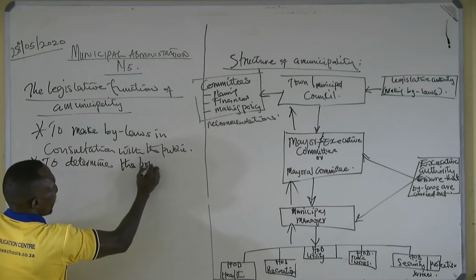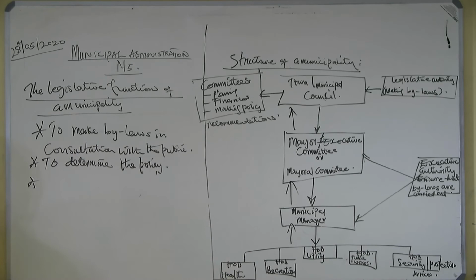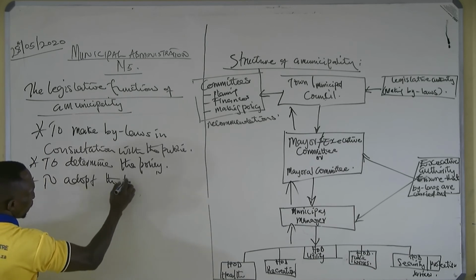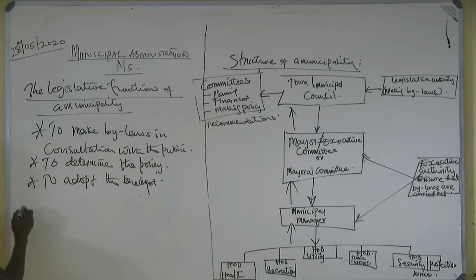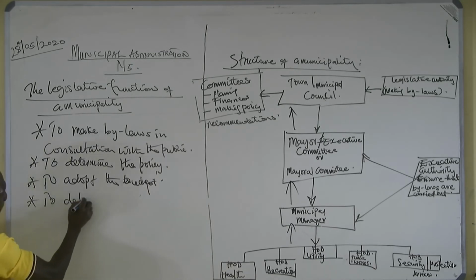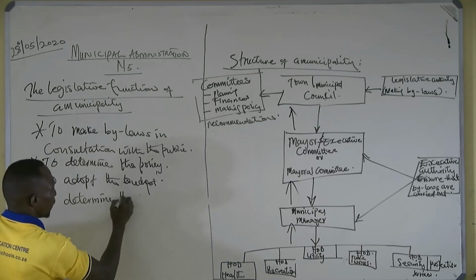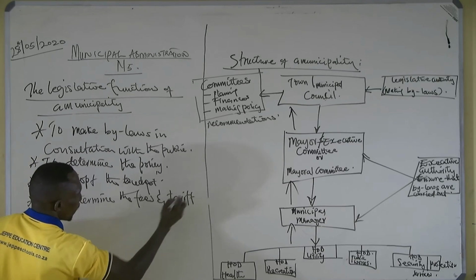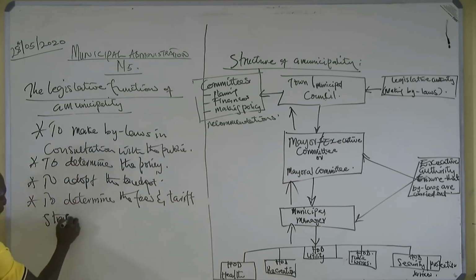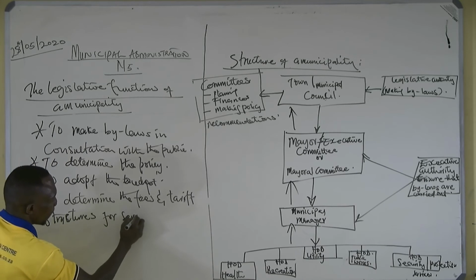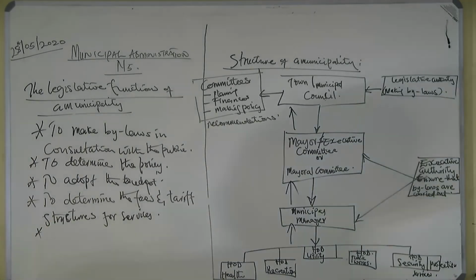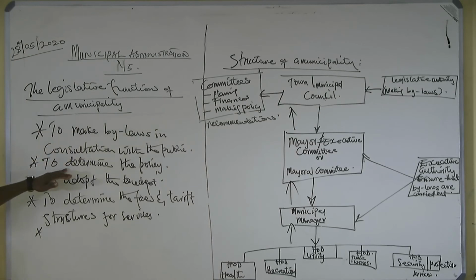Two is to determine the policy. Three, to adopt the budget. Four is to determine the fees and tariff structures for services for the municipal services and others.